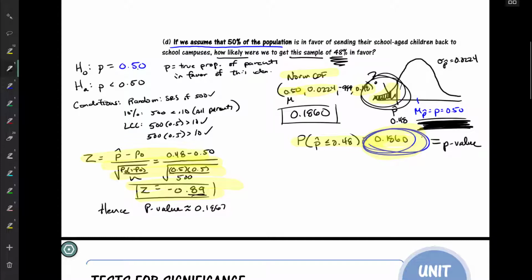And now we compare that to alpha. So over here, I would want to say somewhere that I wanted to let alpha equal 0.05, and now we compare those two things. So my p-value, compare it to alpha. 0.1867, compare that to alpha, 0.05. What do we notice? Well, 0.1867 is greater than 0.05, meaning my p-value is greater than alpha. What do we do now? What do we do with this information?